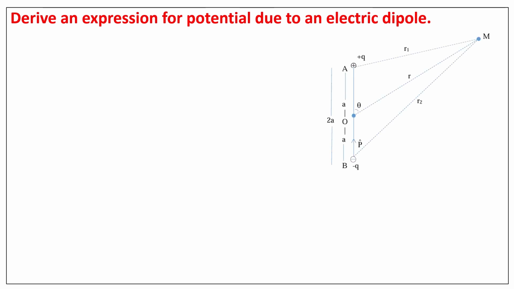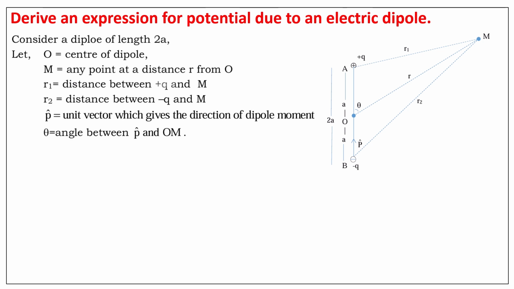Proof. From the figure, consider an electric dipole AB having the charges plus Q and minus Q separated by a small distance 2a. Let O be the center of the dipole and M be the point at a distance r from O. Let theta be the angle between the dipole axis and the line joining the point and the center of the dipole. R1 is equal to the distance between plus Q and M. R2 is equal to the distance between minus Q and M.